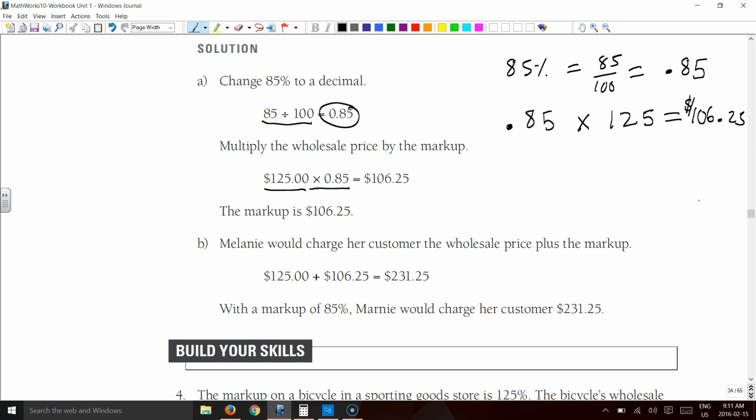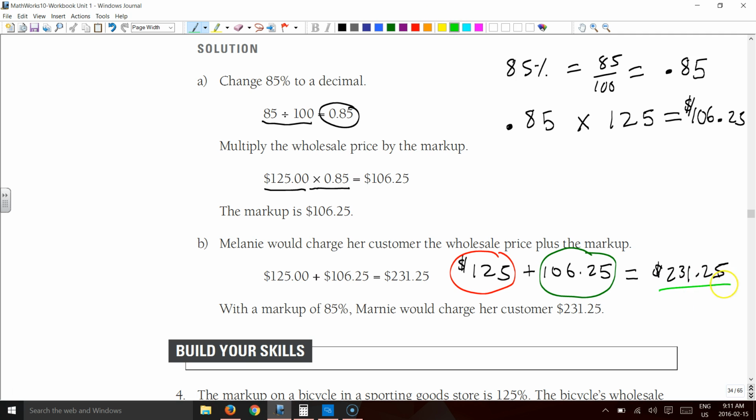And then in B, what's the price going to be? Well, that's pretty simple. If you start with $125 wholesale cost and you add the 106.25 that you're going to profit, or the markup, then you get a retail price of $231.25. That would be the sticker price based on buying it for 125 bucks, marking it up 85%, which equals 106.25, and then your final price to sell it for is $231.25. That's how you do a question like that.